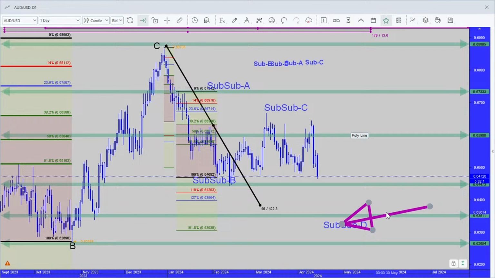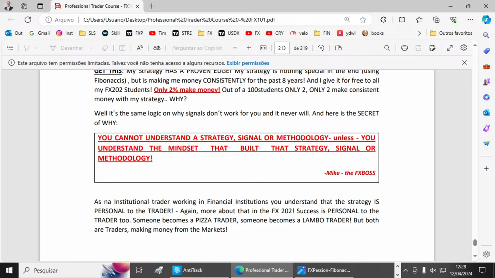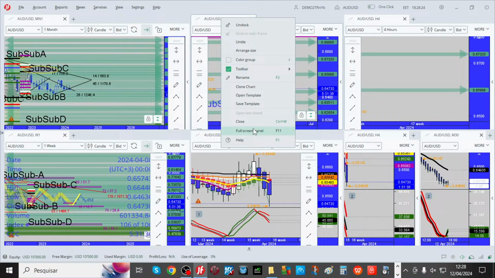What does the manual say? We just read the quote. What does the manual say? You cannot understand a strategy, signal or methodology unless you understand the mindset that built that strategy, signal or methodology. Oh, I'm going to short the market because you are shorting the market. Doesn't work.